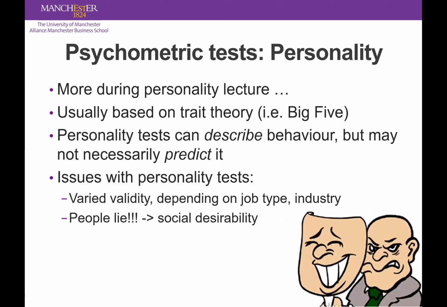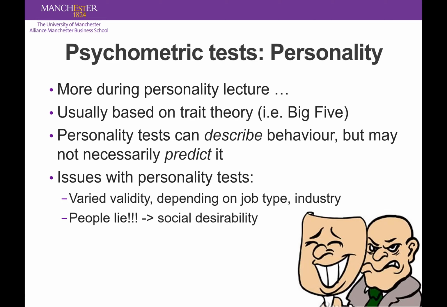Psychometric tests can also be used to test a candidate's personality. But because we've already had a discussion on this topic in the personality lecture, we are not going to talk too much about this. In sum, psychometric test is based on the trait theory, especially the Big Five model. Personality tests can describe the behavior, but may not necessarily predict it.